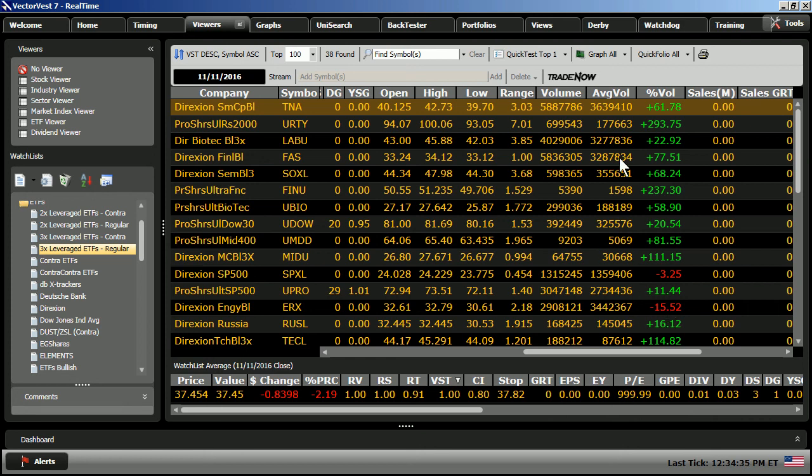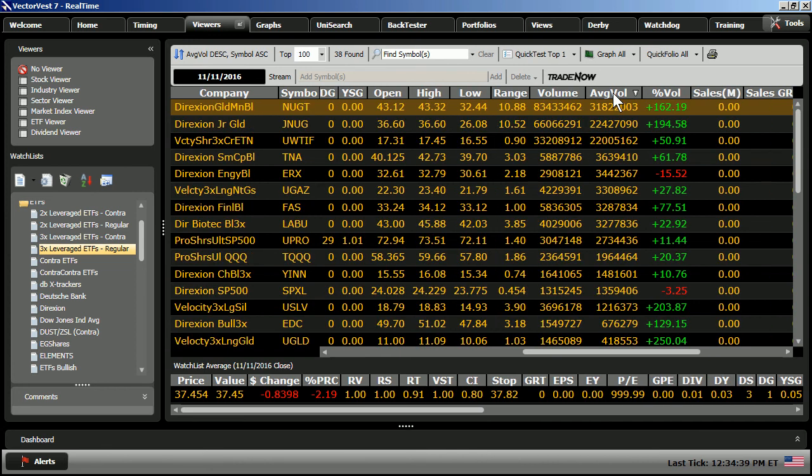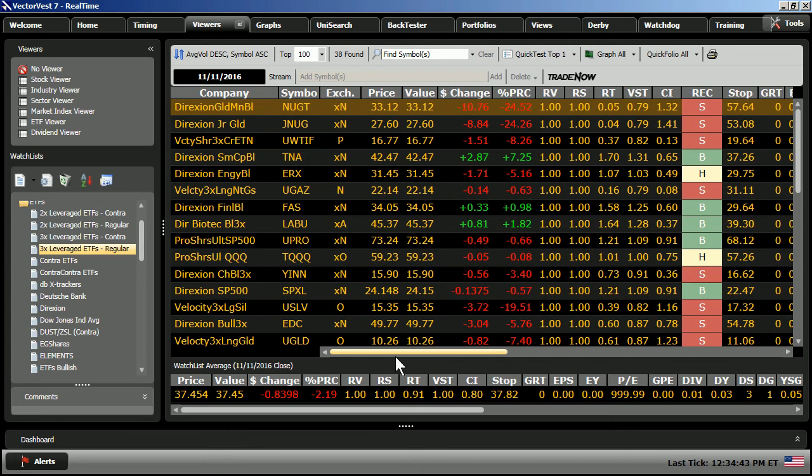So to do that, we're going to simply sort by this column, average volume. It's going to bring the ETFs that are triple leveraged with the biggest, most heavily traded volume to the top of the list. Now we have gold at the top, Nugget, and the junior miners, JNUG. We have UWTIF, Direction small caps, and so on. But these are the heavily traded triple leveraged ETFs. Notice that many of these are sell recommendations coming off of that bottom, right?